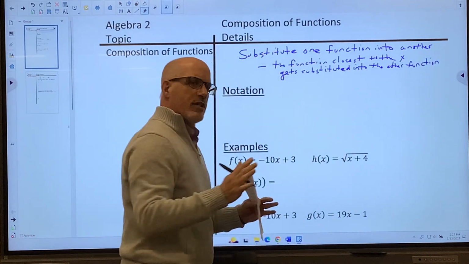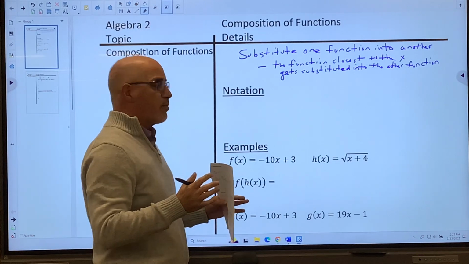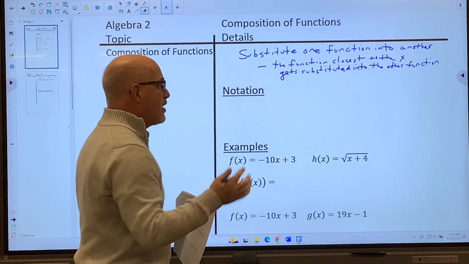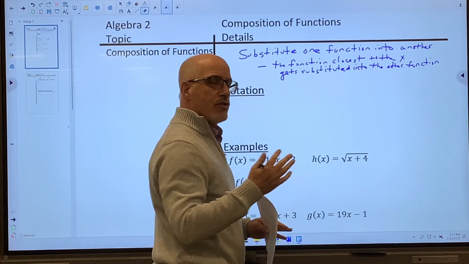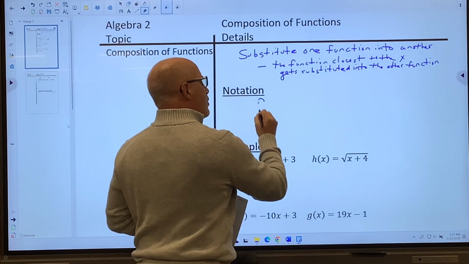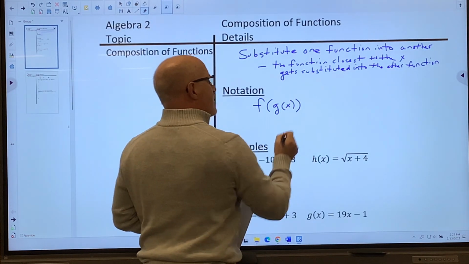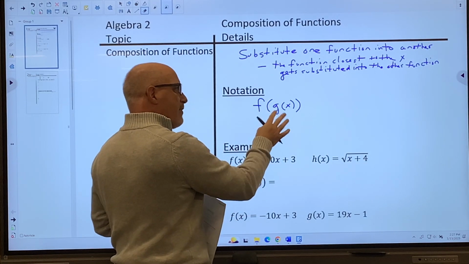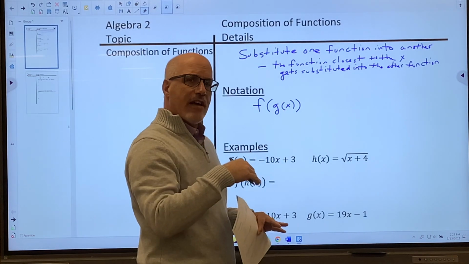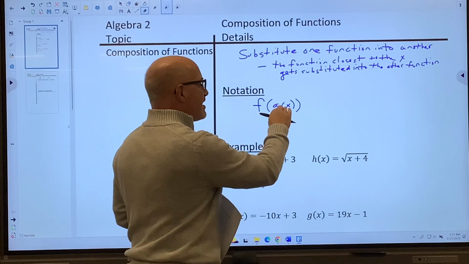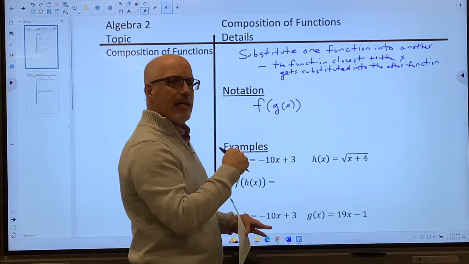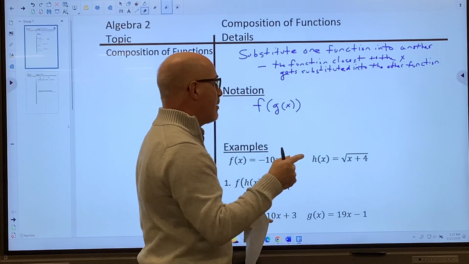Let's talk about the notation now. The notation really comes in two forms. The one that is used primarily will look like this, where you have f of g of x. Notice that the g of x is inside of the f of x, so this one gets substituted into that one as part of the way we do the composition.